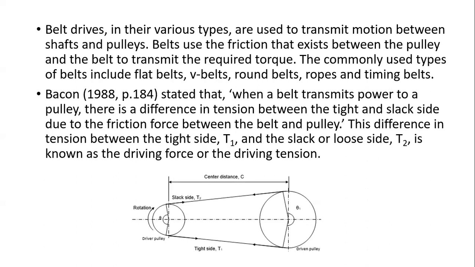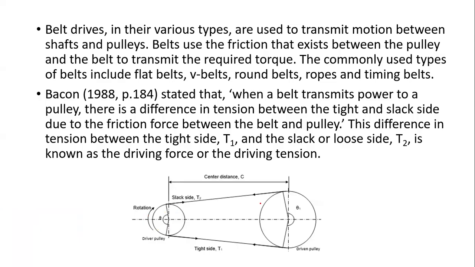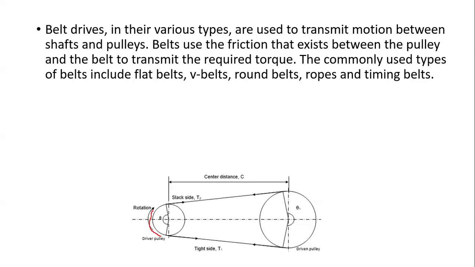Now, what happens during the transmission of motion? You notice the tension between the two sides of the pulleys, in this case we have the driver and the driven. So this is the driver pulley, then this is the driven. It is rotating clockwise, meaning that as it pulls this side, the tension on this other side is higher, and we're calling it T1. The tension on the upper side there is lower, and it's T2. So we have the tight side and the loose side, the tight side and the slack side, and hence T1 and T2.